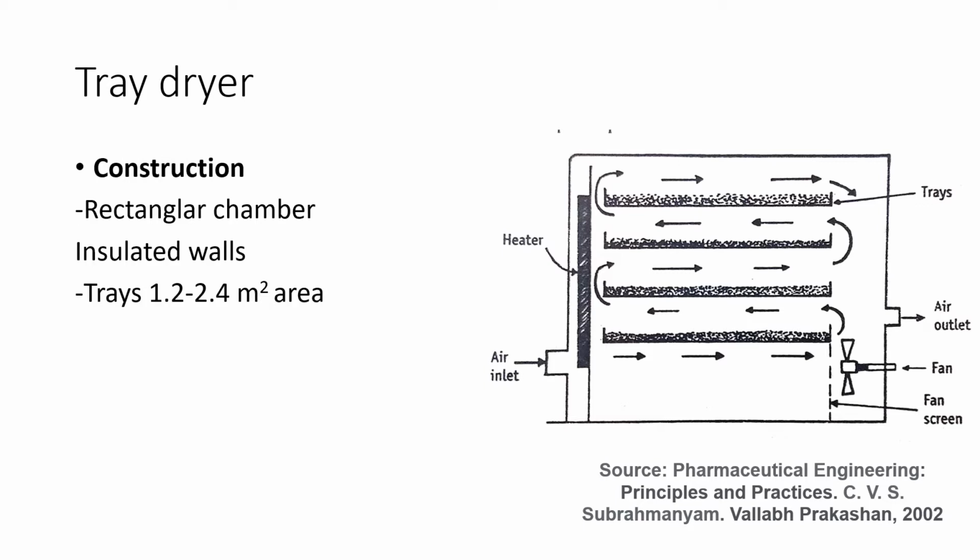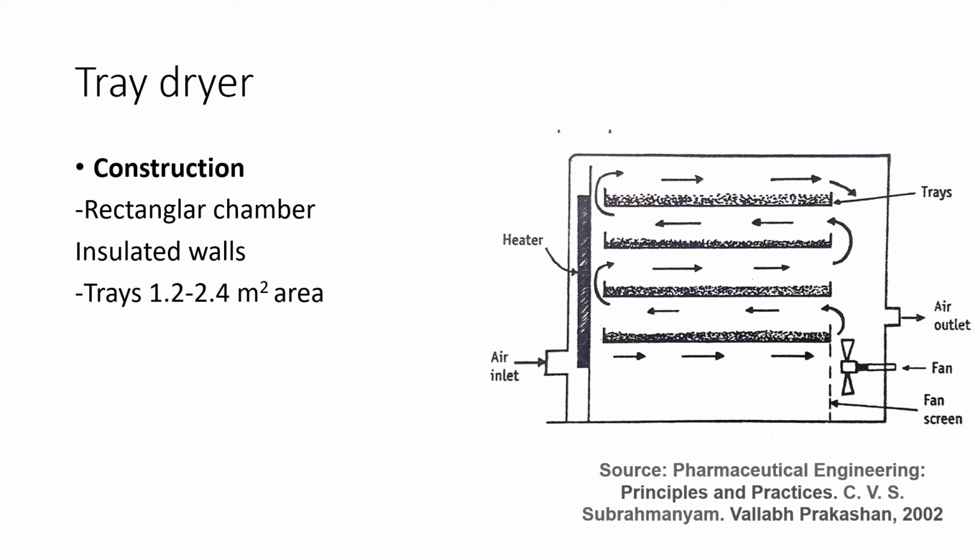If we see the construction of tray dryer, there is the tray dryer chamber, which is rectangular in shape and its walls are insulated. There is an air inlet which, after entering inside, is subjected to heating by the heater. There is a provision of entering trays inside the chamber. The number of trays may vary from a minimum of 3 and can be extended up to more than 20.